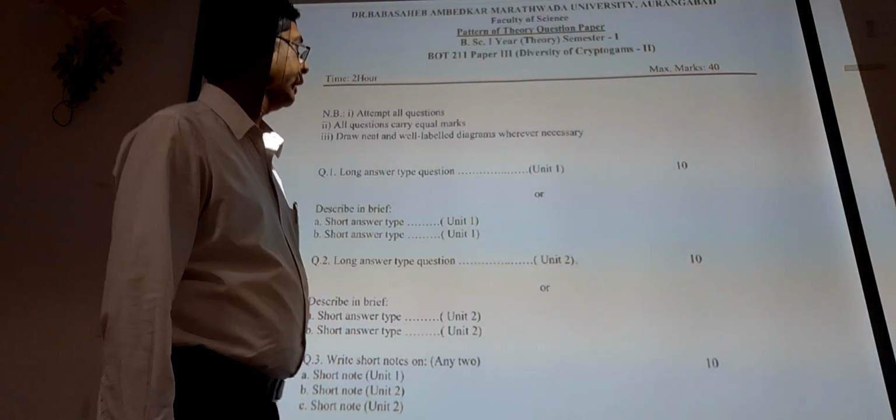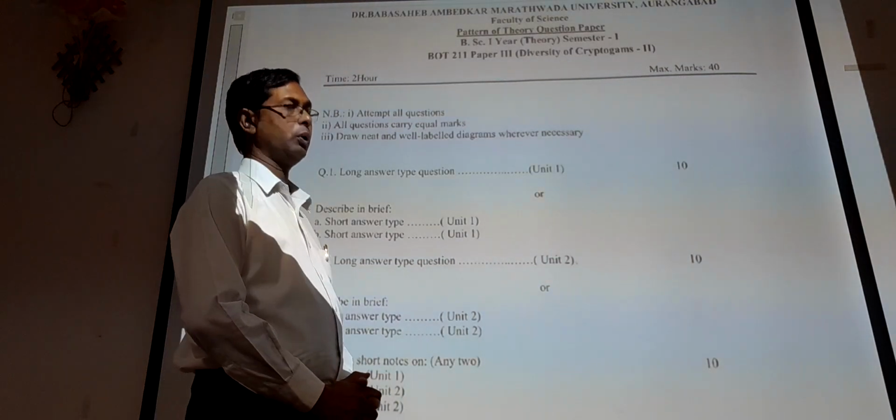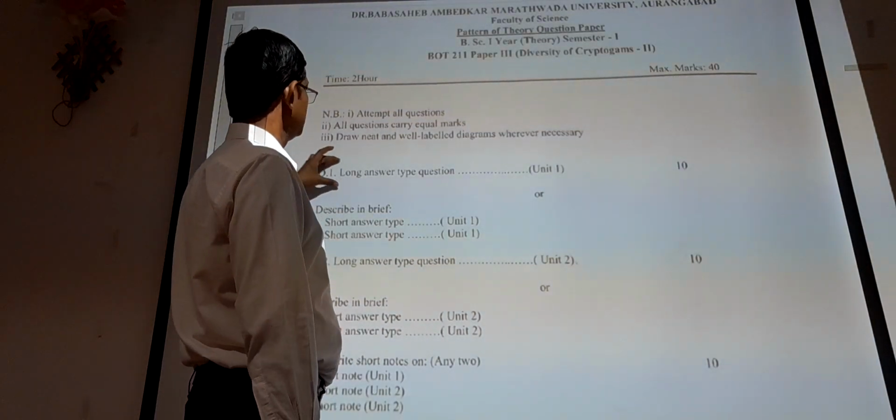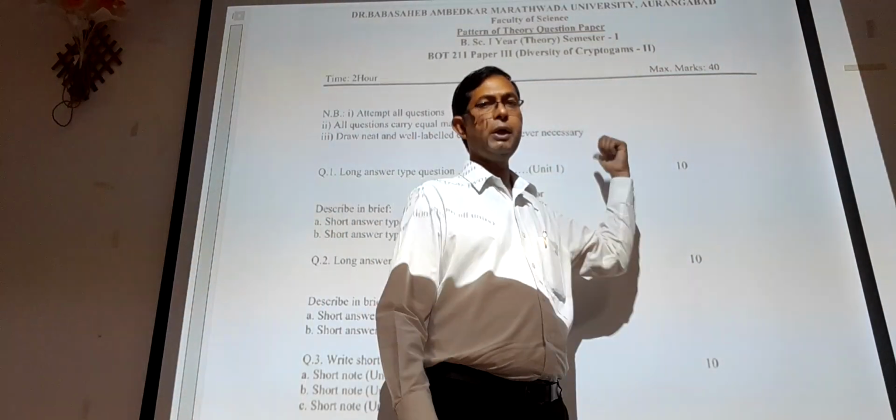Now how the theory exam is going to be conducted for the Diversity of Cryptogams. Question number 1 is a long answer type question which is having 10 marks and which is based on unit number 1.